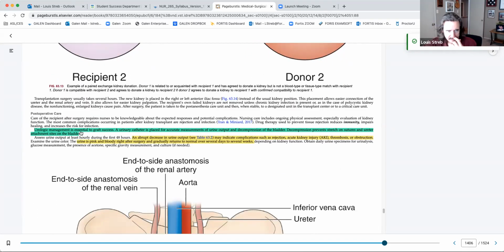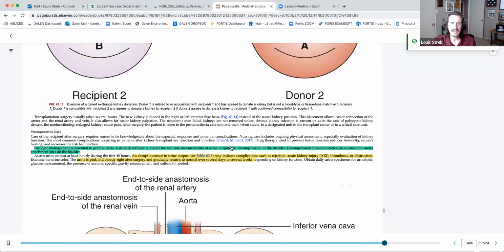Urological management is essential if you want your graft to take. So a urinary catheter is always going to be placed in your patient because we're going to do strict urine outputs to make sure we understand that you have good kidney production, you're micturating and you're getting that output, but also to decompress the bladder. If we don't decompress the bladder, we're going to stretch the sutures. The ureter attachment sites on the bladder could come unhinged, and now we could cause issues there as well.